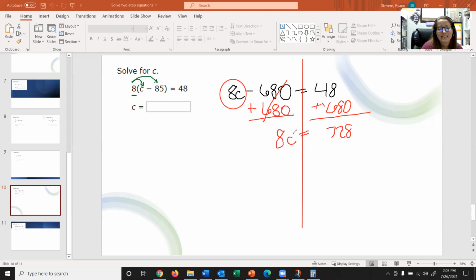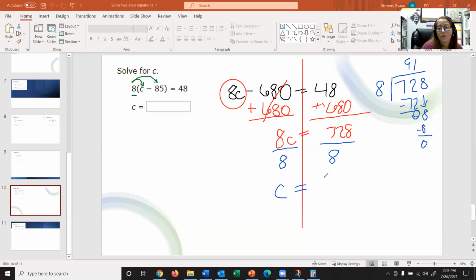And now we have this 8C, which tells us multiplication, so the inverse is to divide both sides by 8, the number that is with the variable, leaving us with 728 divided by 8. It goes into 72 9 times. This is going to be 0. Bring down your 8. 8 goes into 8 1 time. And this leaves us with a remainder of 0. So C would be equal to 91.